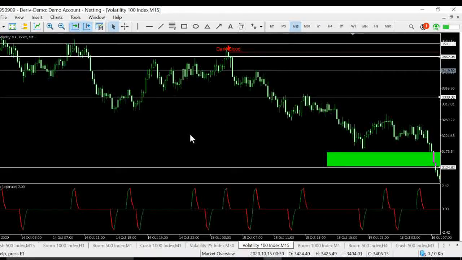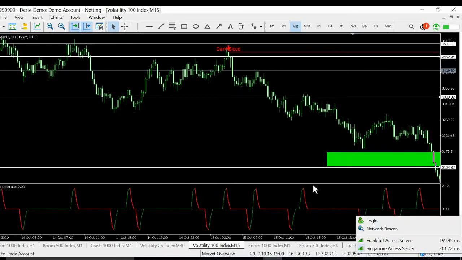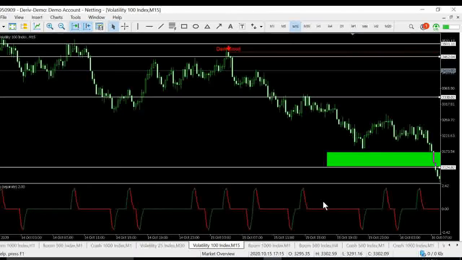This indicator is powerful. Believe me when I say it's powerful. I use this indicator and it's working for me. I use this indicator for boom and crash also. I use it for volatility. This indicator works on volatility 75, any volatility pair. It works on all the volatility, guys.